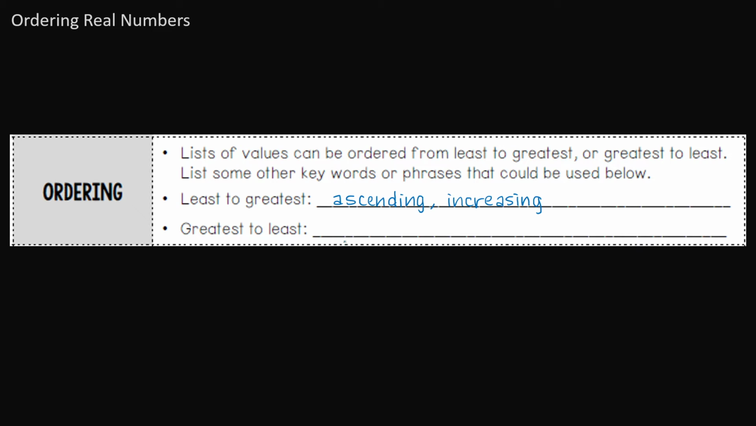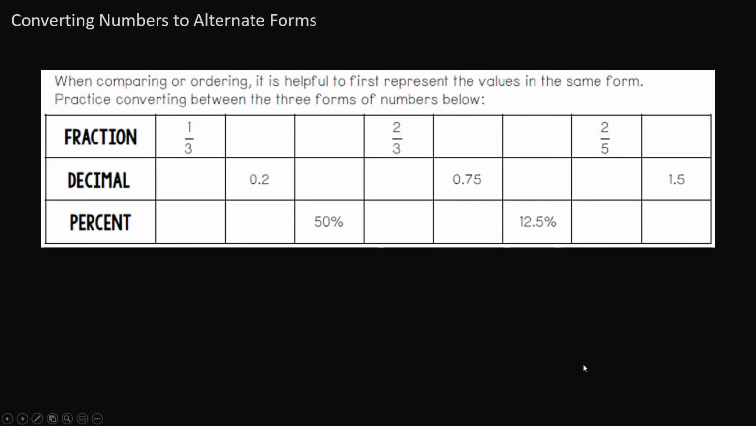And from greatest to least, we can say descending, kind of like descending down a flight of stairs or down a mountain. We're decreasing. These are just some key words to keep in mind when we are ordering real numbers. When we compare and order real numbers, it is extremely helpful to first represent the values in the same form. For us, it's probably going to be most convenient to convert fractions and percents to decimals.